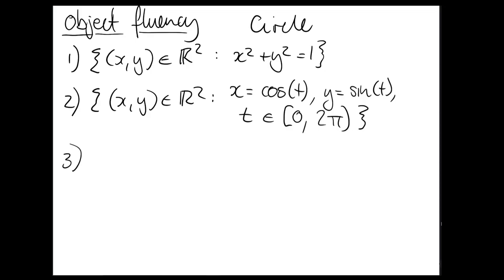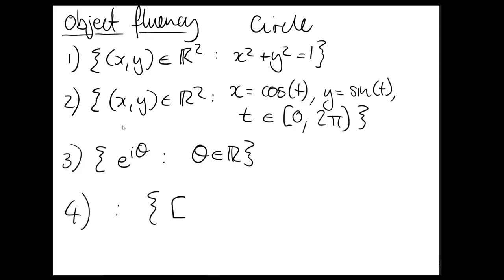My third is another expression that's parameterized, but this time it's going to be e to the i theta for theta in the reals. If you've not done a lot of complex analysis, this is the unit circle in the complex plane, parameterized by the angle around where 0 is the point on the x-axis, on the real axis, sorry. And the fourth is one that some of you may not have met, which is I take the unit interval 0, 1, and I say that I'm going to set 0 is equal to 1. So I've basically taken the unit interval and attached the ends, giving me a loop.